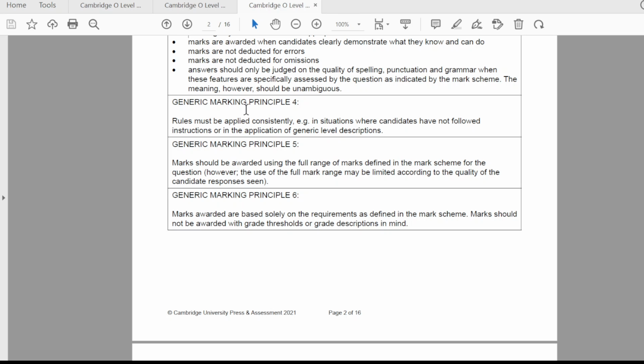Generic marking principle 4. Rules must be applied consistently, right? Now, this is in situations where candidates have not followed instructions or in the application of generic level descriptors. So, this is more of a guideline for the examiner, that if they're going to penalize a candidate for not following instructions, then it's going to be applied consistently throughout the paper if the candidate's done that over and over again. And the application of generic level descriptors. So again, for whatever writing task there is, those level descriptors need to be applied consistently.